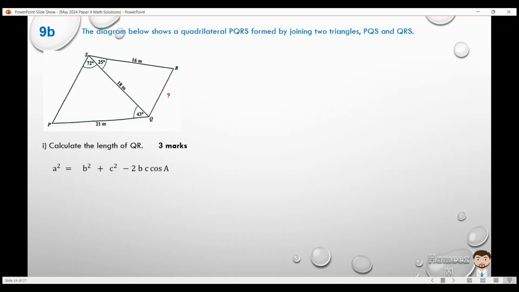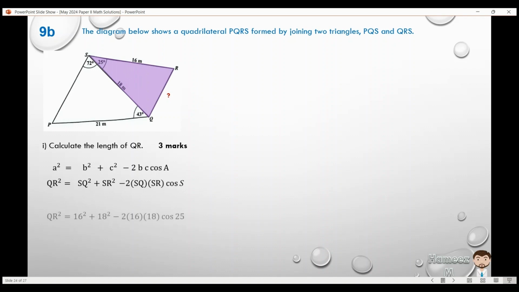So we can use the cosine rule, which is given in the formula sheet. a squared is equal to b squared plus c squared minus 2bc cos A. Of course, a will be what we have indicated in red as QR. So QR squared is equal to SQ squared plus SR squared minus 2 times SQ times SR times cos S. So we've highlighted the triangle that we're interested in purple.